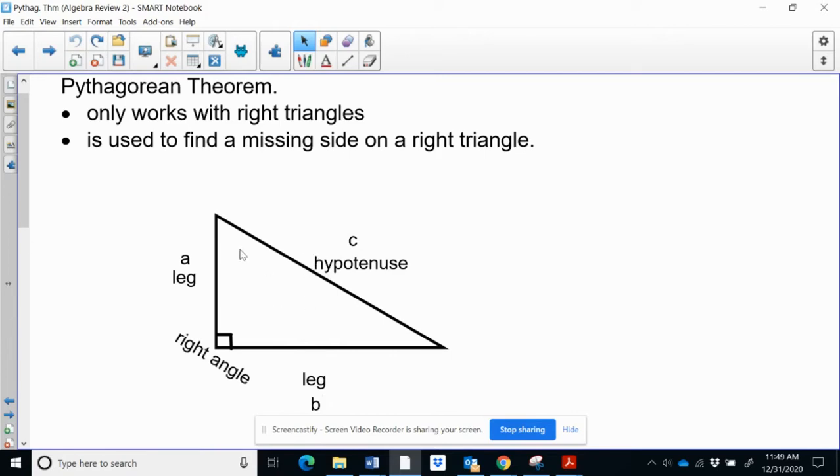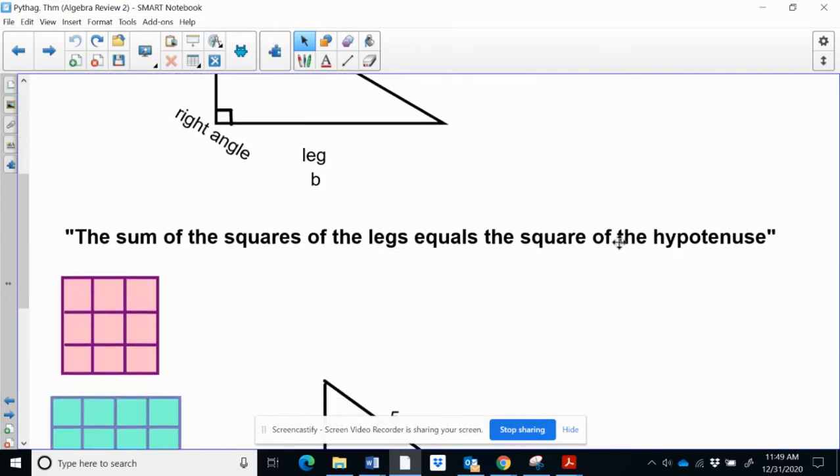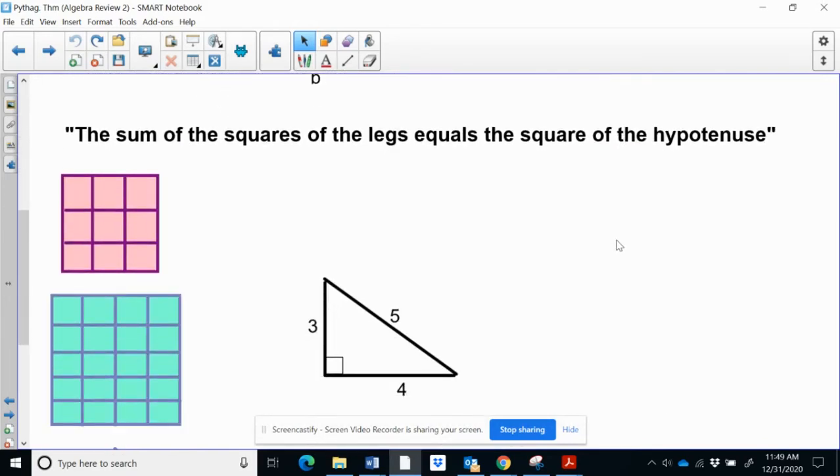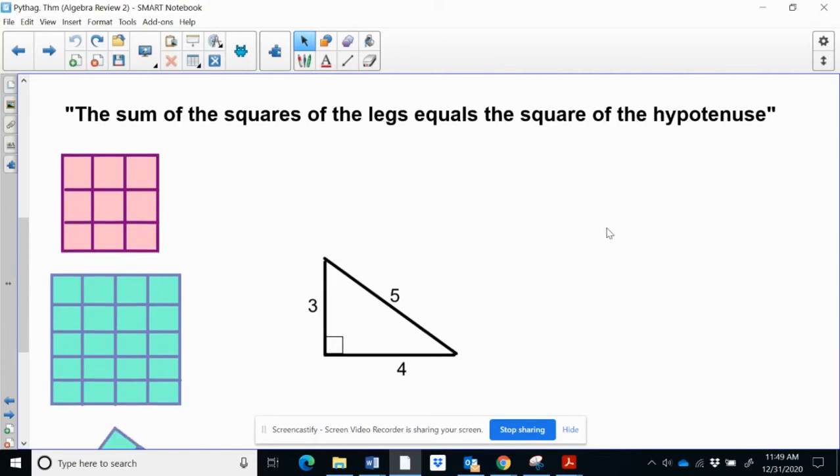All right, and then the hypotenuse is always the side across from the right angle, and it's always labeled as C in the Pythagorean theorem. All right, so I'm going to say what it is, and then we'll look at the formula. The Pythagorean theorem is: the sum of the squares of the legs of a right triangle equals the square of the hypotenuse. The sum of the squares of the legs of a right triangle equals the square of the hypotenuse.